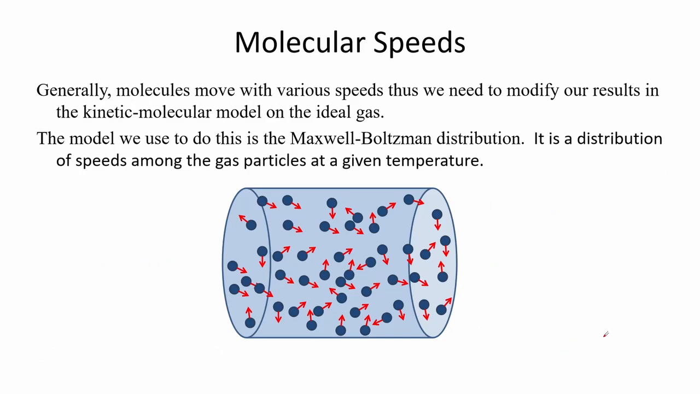Previously we already derived the root mean square speed. So, here we tackle molecular speeds such as most probable speed and average speed. Generally, molecules move with various speeds, thus we need to modify our results in the kinetic molecular model on the ideal gas. The model we use to do this is the Maxwell-Boltzmann distribution. It is a distribution of speeds among the gas particles at a given temperature.